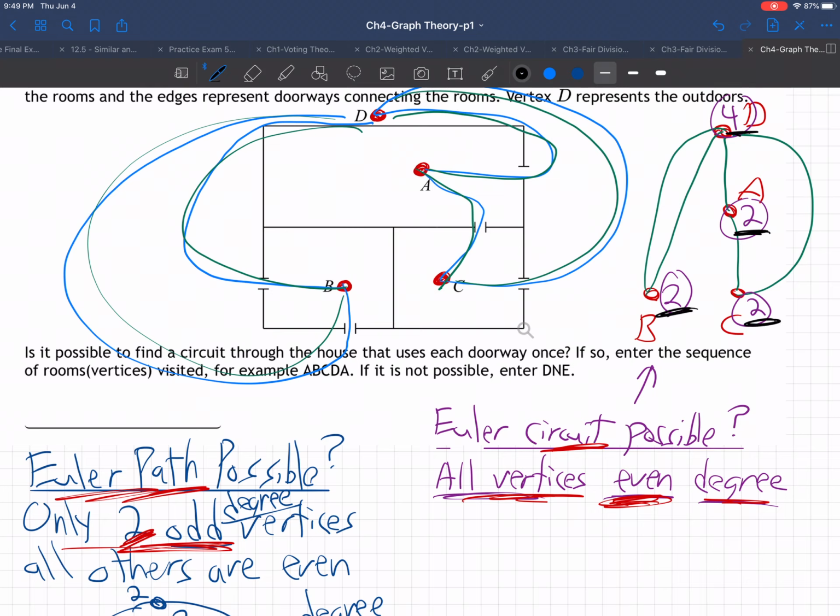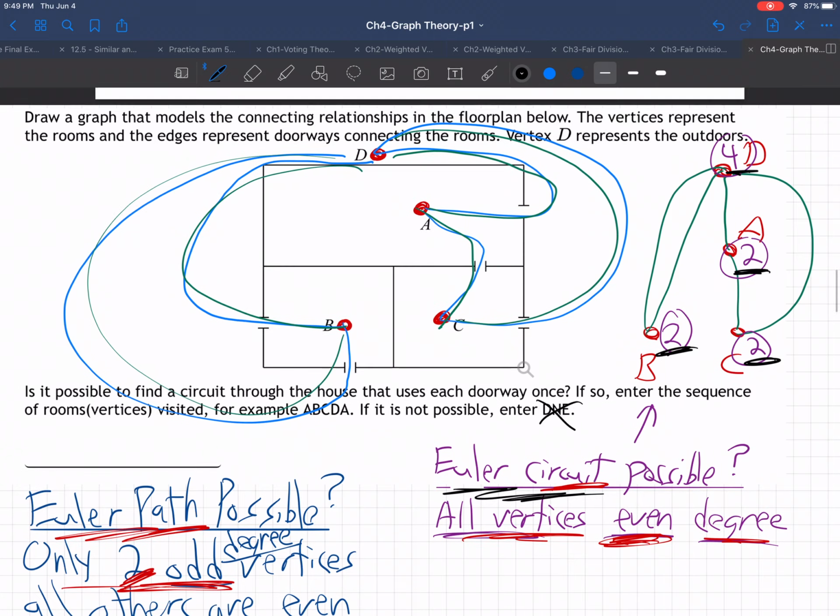Okay, so in our case we have all even, don't we? Even degree. All the vertices are even degree. So therefore, yes, our answer is yes, we're going to have an Euler circuit here. We don't need to say D and E. We're going to have an Euler circuit. Now, how do you find the Euler circuit?